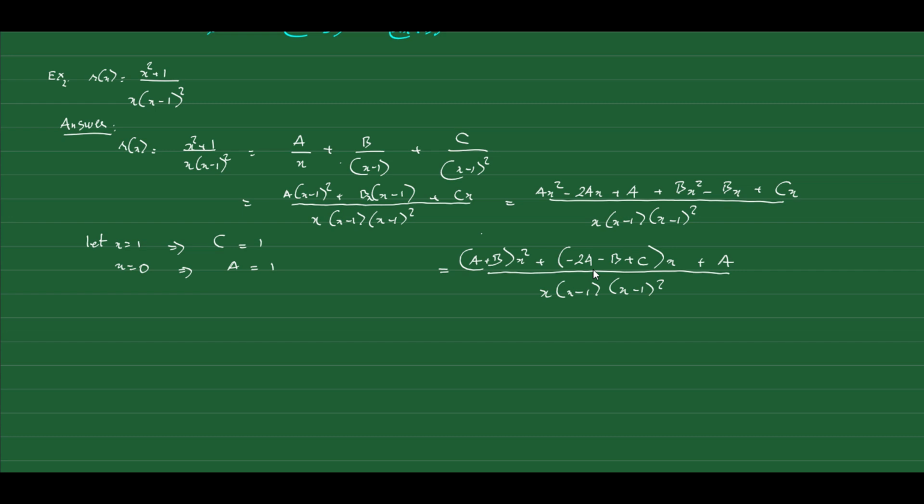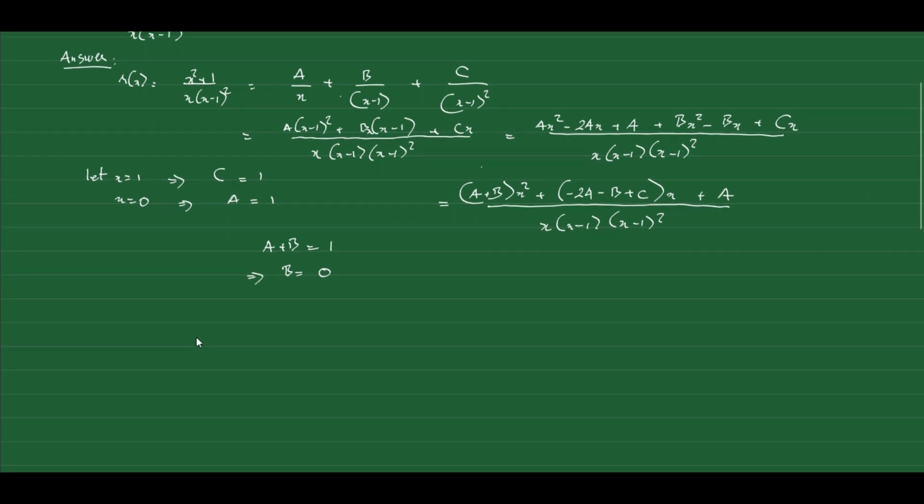Then because a equals 1 and a plus b, we're matching up a plus b equal 1, right? A plus b equal 1 right here. We're matching up the coefficient right here. And because a equals 1, b must be 0. Okay, b must be 0.